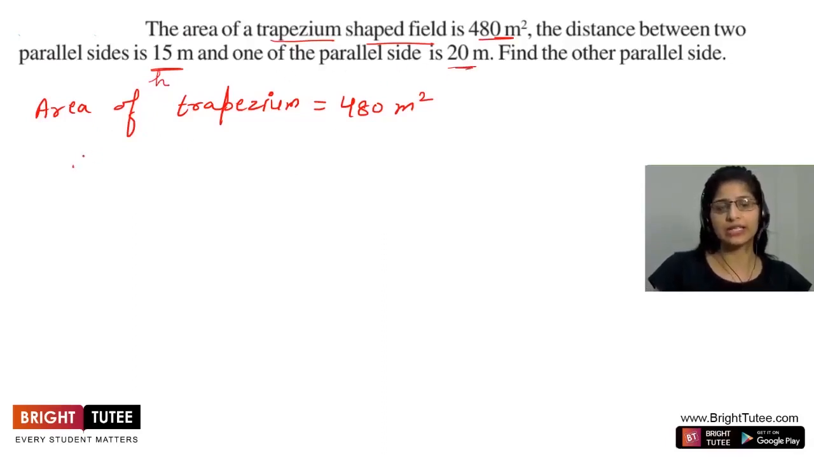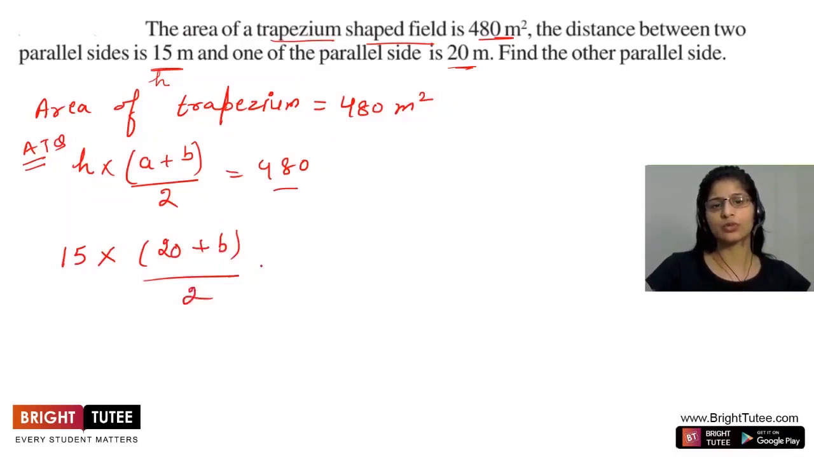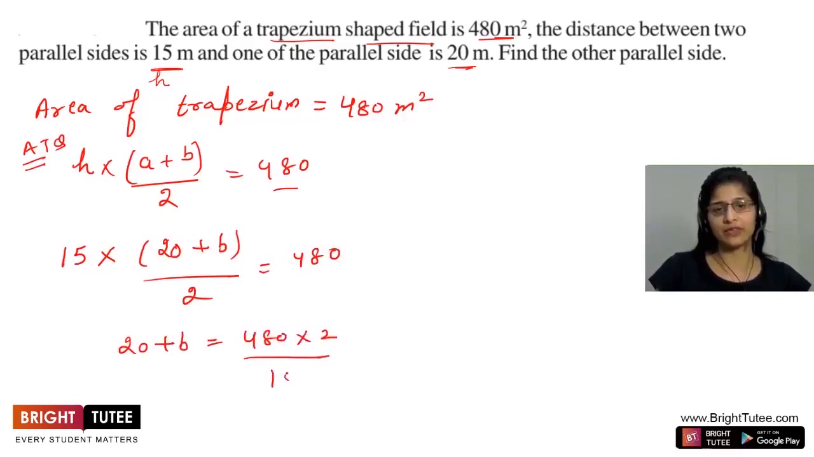So we know the formula is height into sum of parallel sides divided by 2, and that is equal to 480 as given in the question. According to the question, 480 is the area, and according to us this is the formula. Now the distance between the parallel sides is the height, so instead of h I am putting 15, and one of the parallel sides is given as 20. So let it be A. We have to calculate B. Suppose 15 into 20 plus B upon 2 equals 480. So 20 plus B can be written as 480 into 2 divided by 15.